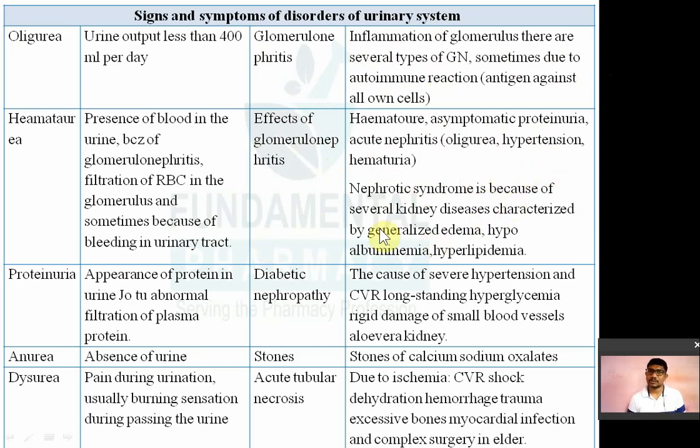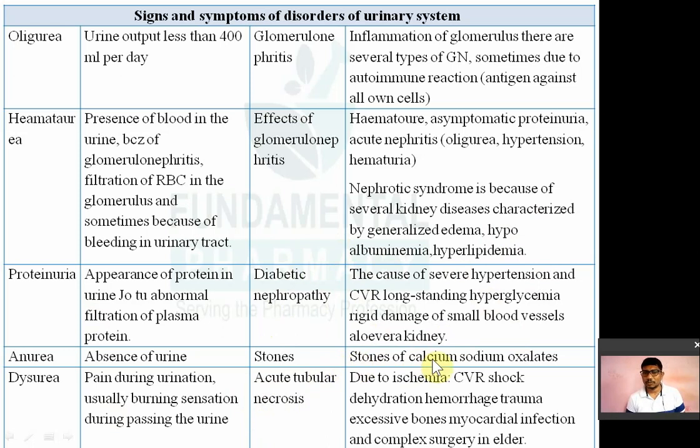Nephrotic syndrome is due to several kidney diseases characterized by generalized edema, hypoalbuminemia, and hyperlipidemia. Diabetic nephropathy is another disease. It is caused by severe hypertension, cardiovascular disease, long-term hyperglycemia, or damage to the blood vessels of the kidney.